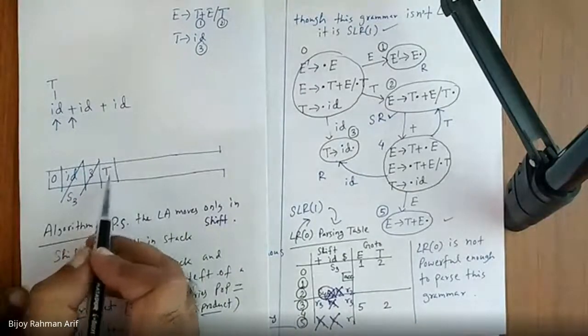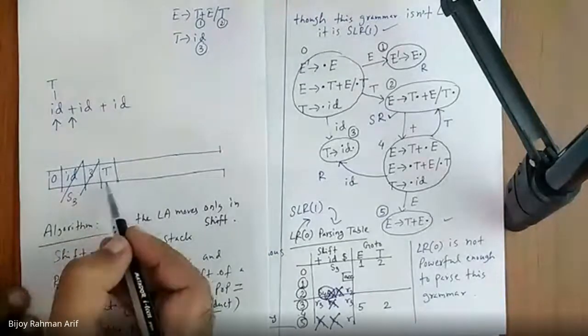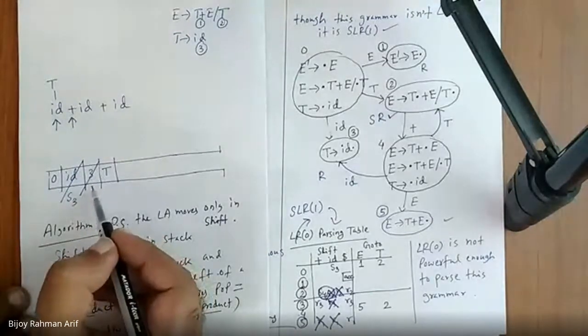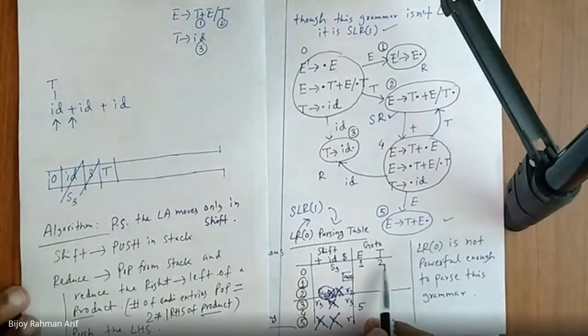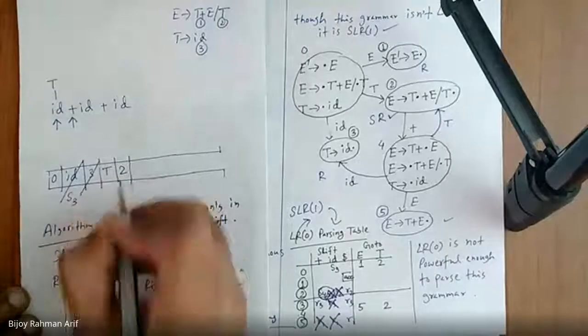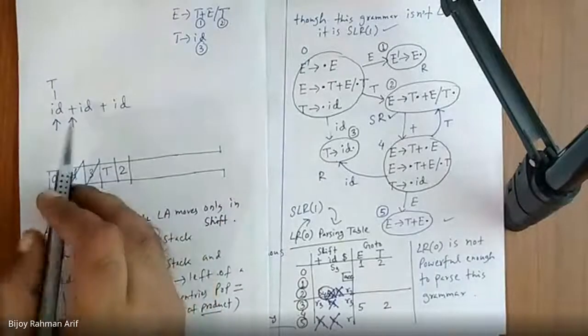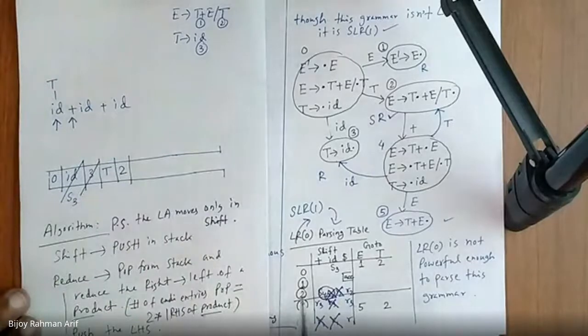Now what would be the new state? I'm going T back to 0. Now we are going from 0 on T. What is the entry? 2. So the new state would be 2. Now 2 seeing plus. 2 seeing plus. What is the entry?